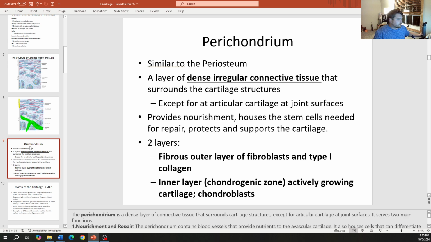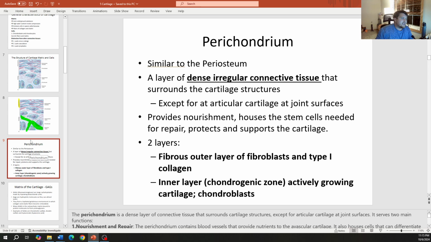A little more background before we jump into the actual components of cartilage. Perichondrium. Anytime that you see that base word chondro, that's going to be our cartilage stuff, chondroblast. Okay, that's cartilage. Peri, if you remember from the bone lecture, like periosteum, we have perichondrium. The periosteum was what surrounded the outside of the bone and had those different layers. It had a fibrous layer and an osteogenic layer. Perichondrium is very, very similar.